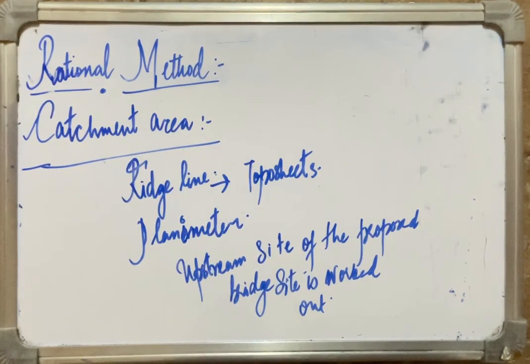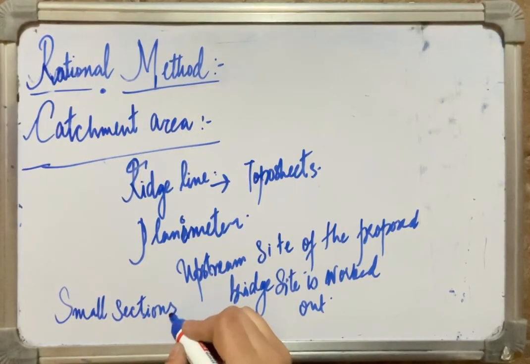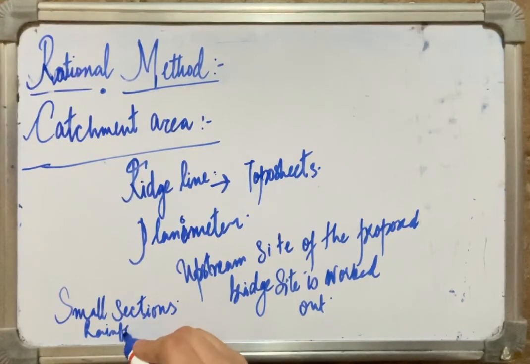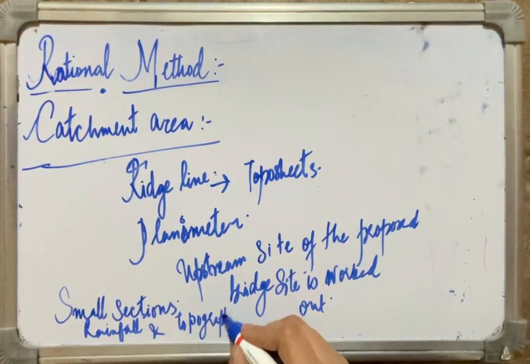If the catchment area is quite large, it should be divided into small sections with reference to rainfall and topography. Then we calculate the discharge or runoff from each section separately. Then we go on adding them together so that we can get the total discharge.